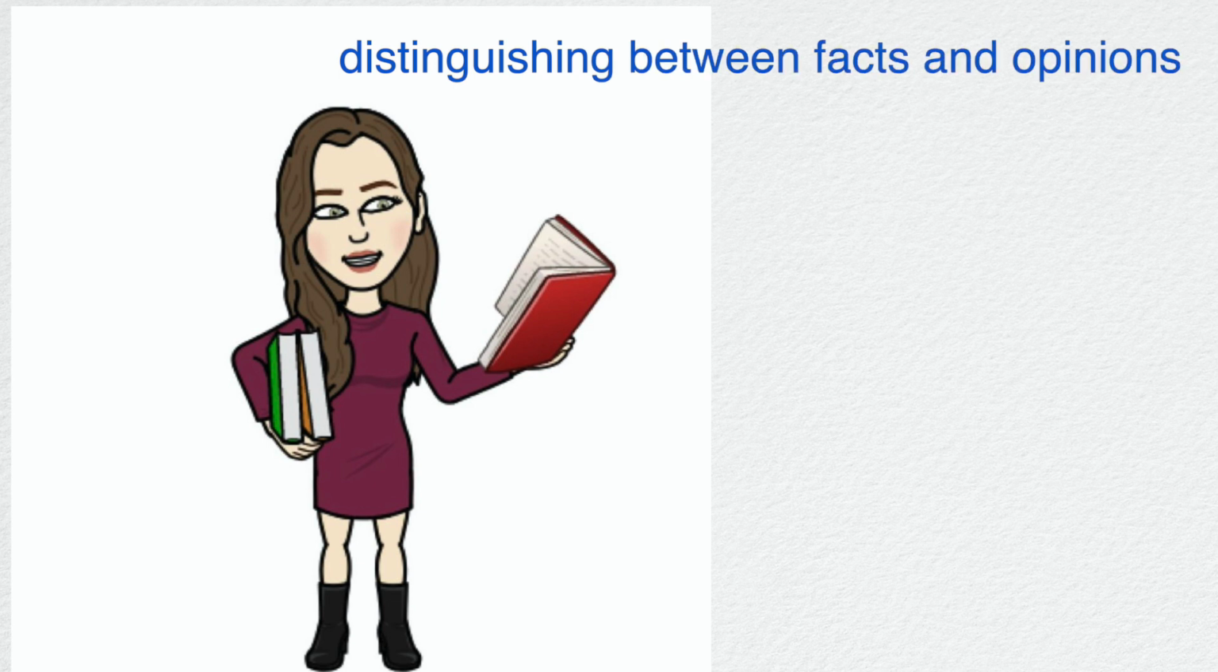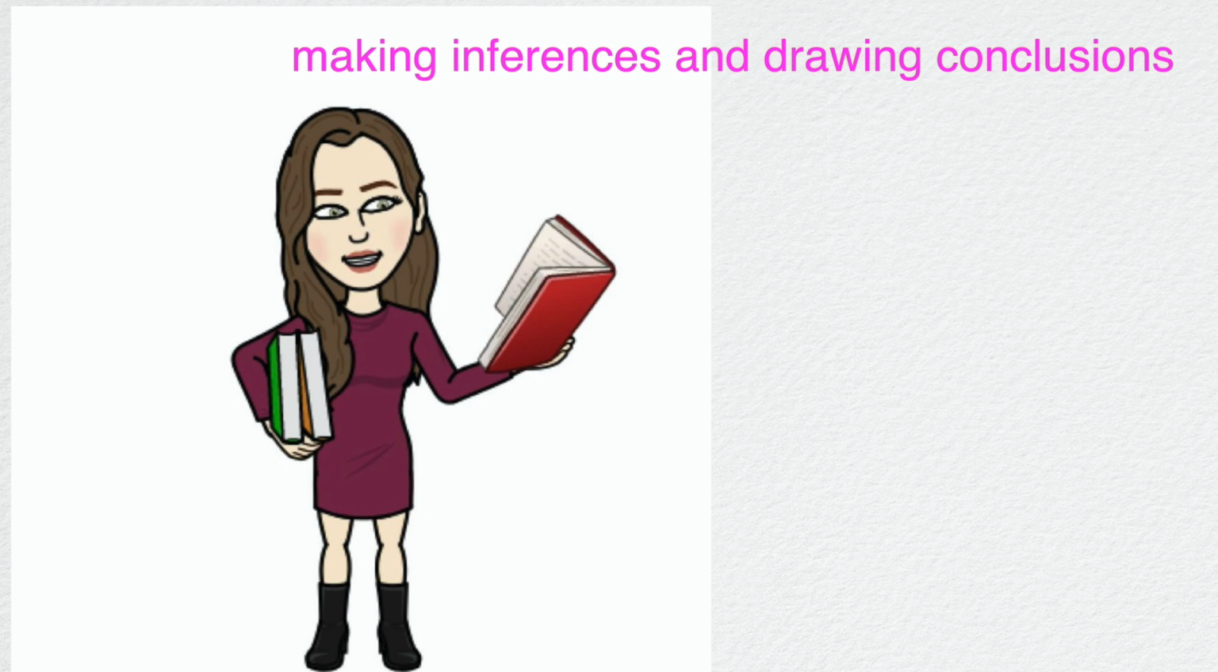Hi there! In this video, we're gonna look at 3 important reading skills. First, distinguishing between facts and opinions. Second, making inferences and drawing conclusions. Finally, we will be looking at connotations, which will help you make inferences or draw conclusions, and determine the author's attitude. Let's start with the first one.